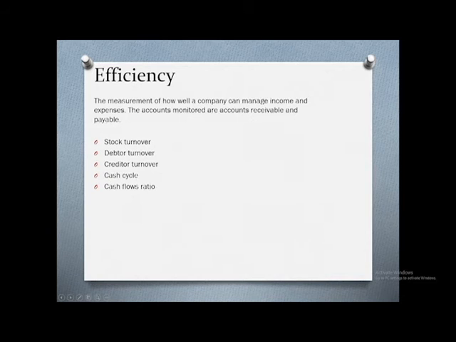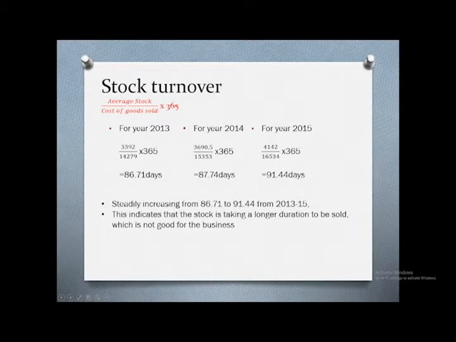Efficiency is the measurement of how well a company can manage income and expenses. The accounts monitored are accounts receivable and payable. This can be measured by the following ratios: stock turnover, debtor turnover, creditor turnover, cash cycle and the cash flows ratio. The stock turnover rate for Nike has been steadily increasing from 86.71 to 91.44 from 2013-15. This indicates that the stock is taking a longer duration to be sold, which is not good for the business. Nike should aim to refresh its inventory as fast as possible to prevent its items from not selling out.